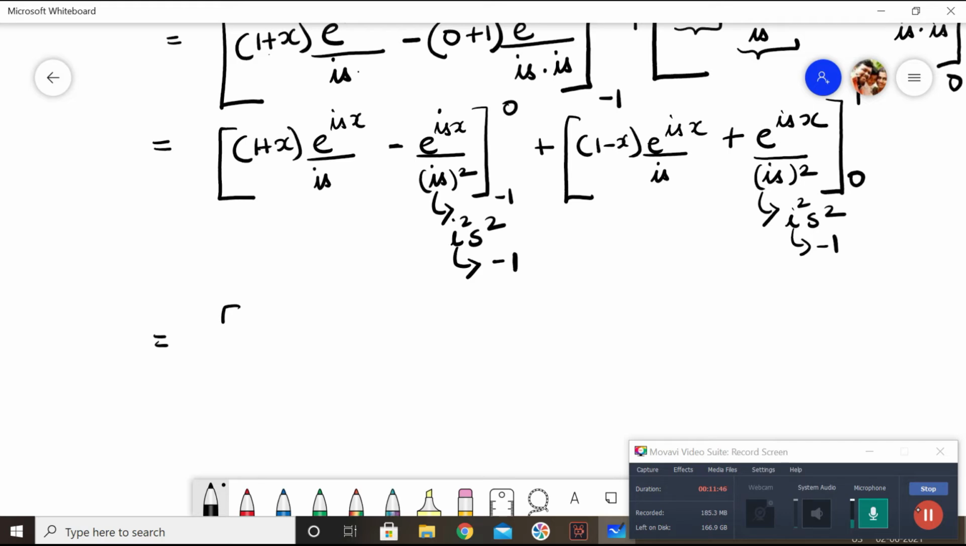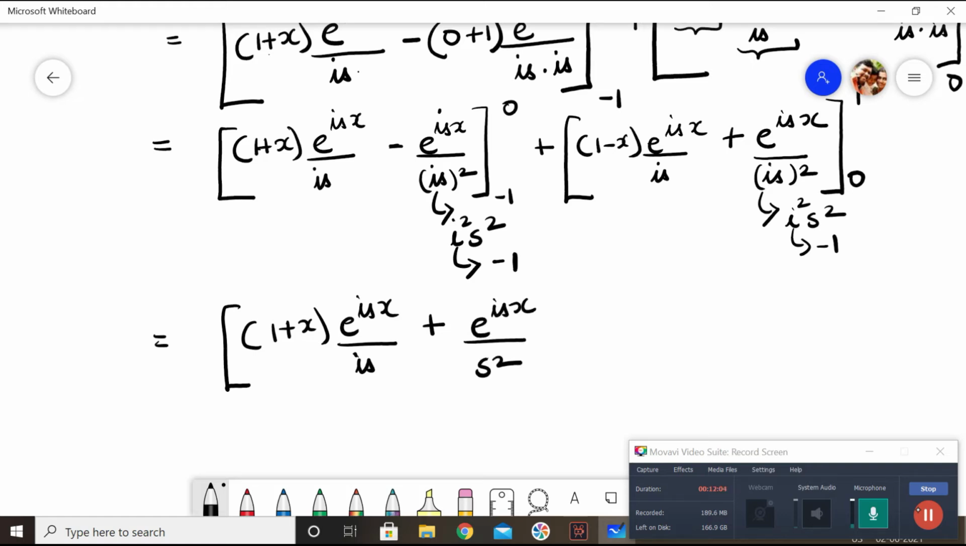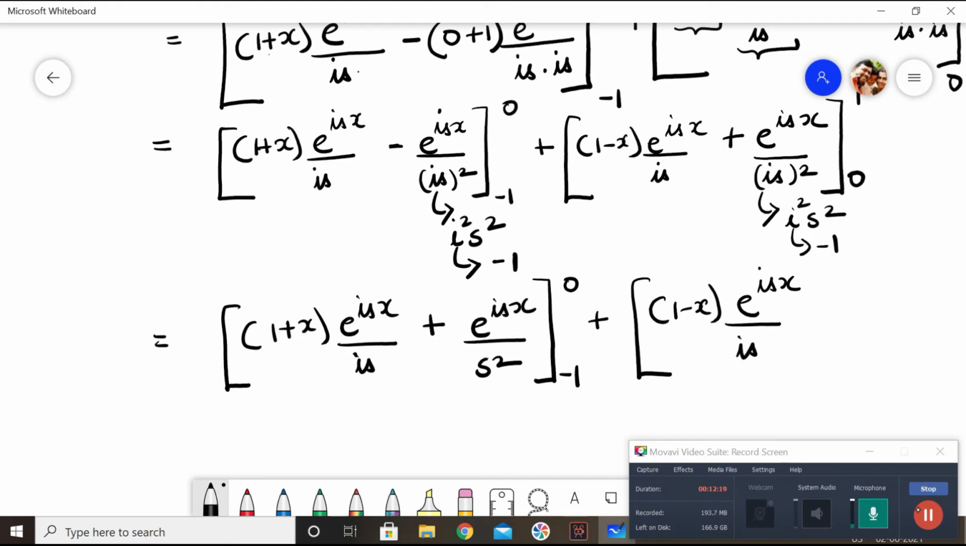So this can be written as (1 plus x) e to the power isx by is. Okay, so this is minus s square, so minus into minus will become plus e to the power isx by s square. Fine, the limit is minus 1 to 0. Likewise, here it is (1 minus x) e to the power isx by is. Here it is minus s square, so it becomes minus e to the power isx by s square. The limit is 0 to 1.